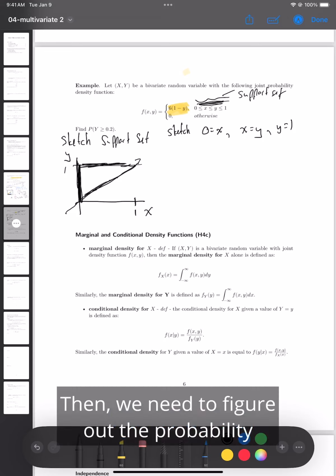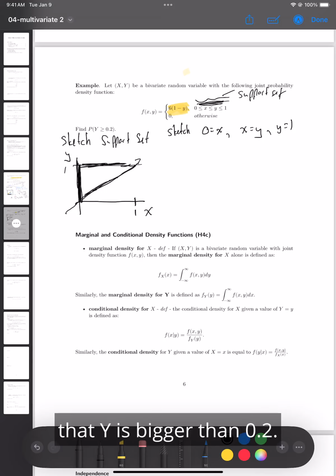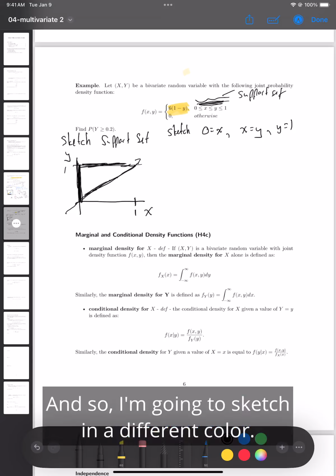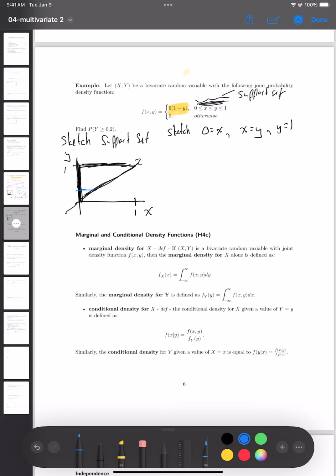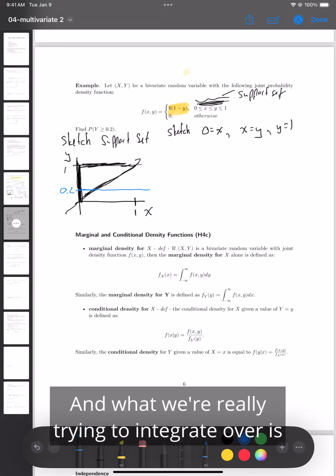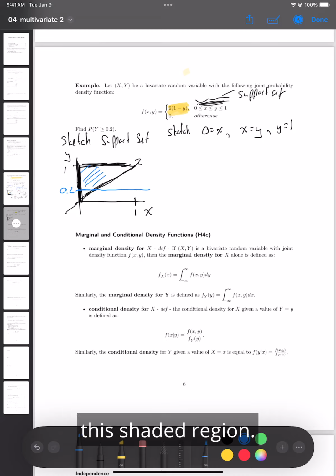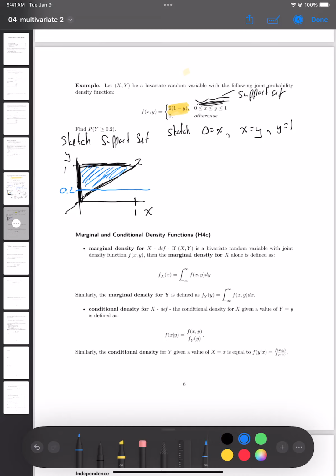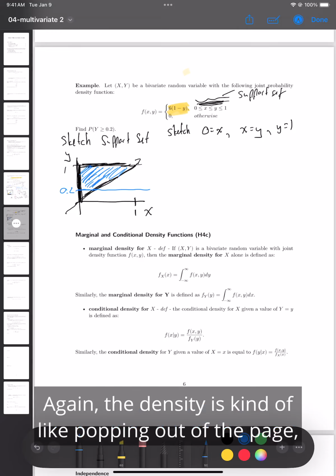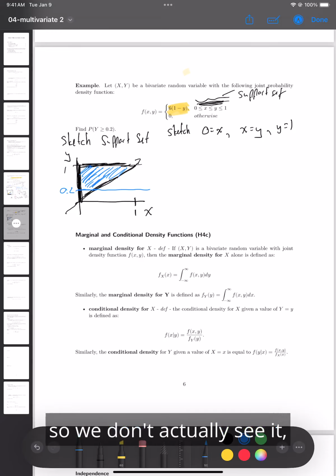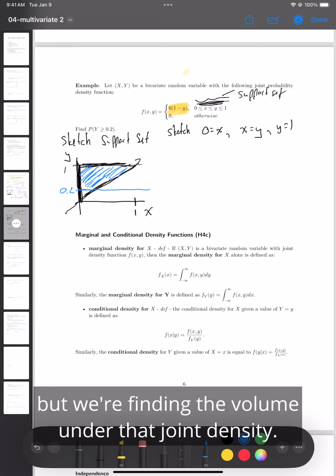Then we need to figure out the probability that y is bigger than 0.2. And so I'm going to sketch in a different color the line y equals 0.2. And what we're really trying to integrate over is this shaded region. Again, the density is kind of like popping out of the page, so we don't actually see it, but we're finding the volume under that joint density.